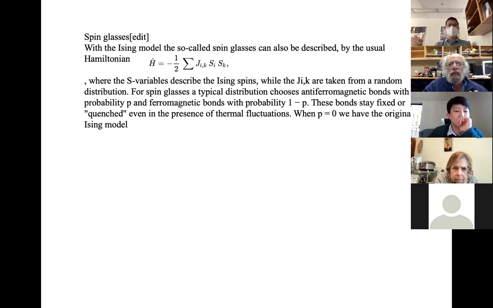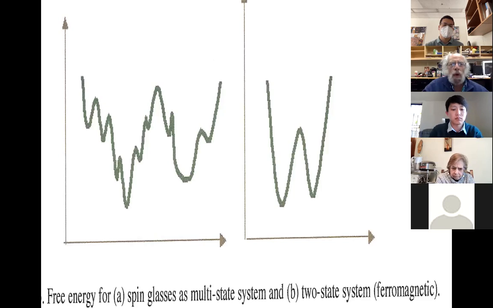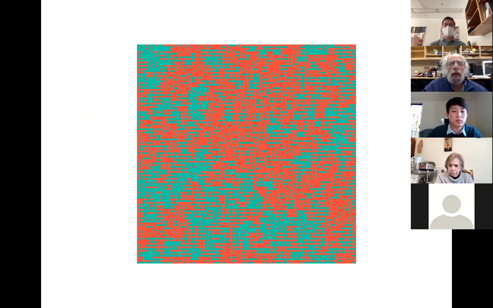These bonds stay fixed, or quenched, even in the presence of thermal fluctuations. When P is equal to 0, there are no antiferromagnetic bonds. The original Ising model exists. But here is what happens. When we look at the free energies and the order parameters, you can see that in the spin glasses, you have a lot of minima. And this now means that this can calculate a lot more than the ferromagnetic Ising model. And the ground states are very complex.